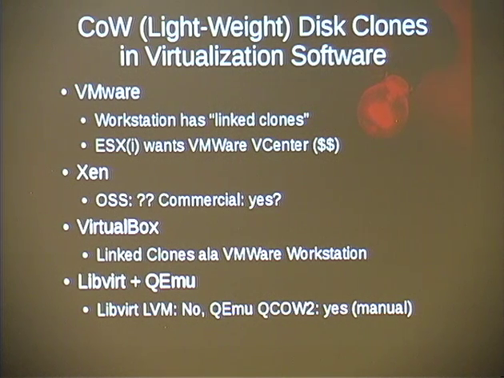Xen, on the open source side of the house, I really couldn't find any information on lightweight disk images there. On the commercial side, I saw an XC clone command, so I think it's there, but I don't have the money to buy Xen. And VirtualBox, basically the same idea as VMware. And libvirt and QEMU, what I like to use, if you use LVM, it can be done by hand, but there's the QEMU-specific image file format, QCOW2, that you can use to do this all manually.